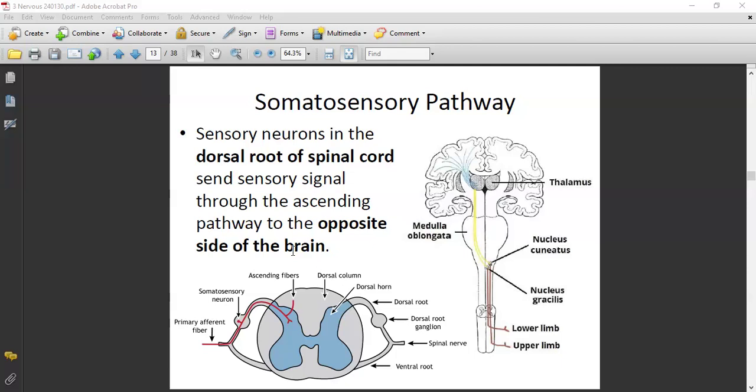All right, so where is a neuron? The neuron is in the dorsal root of the spinal cord. And where do they end? They will end at the opposite side of the brain, the large brain, the brain cortex. Which portion of that brain processes it?